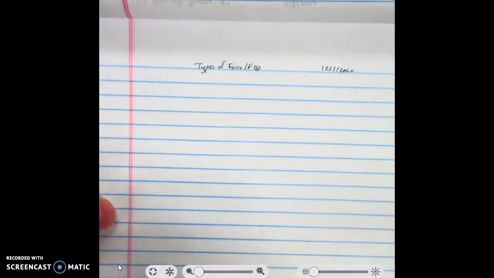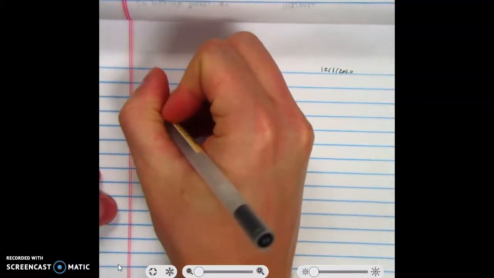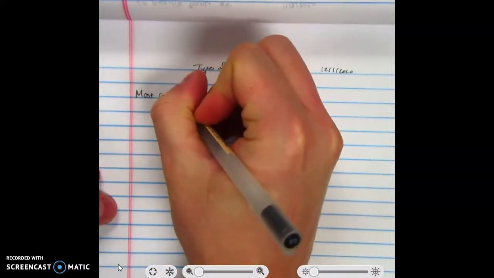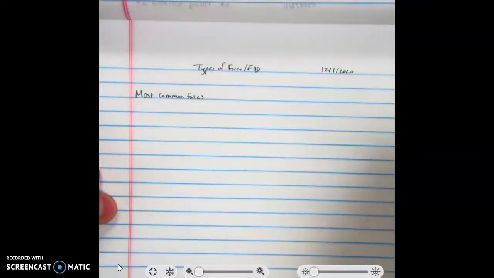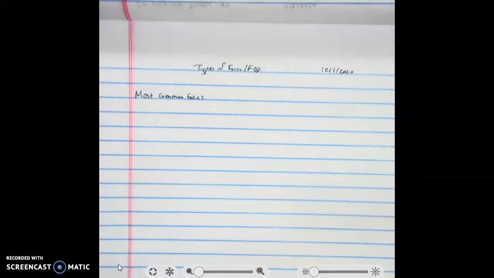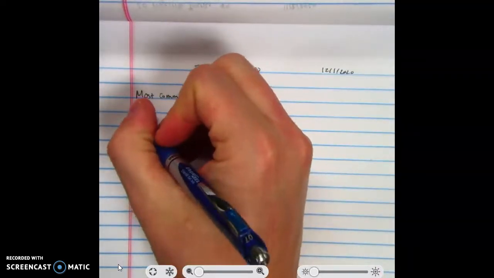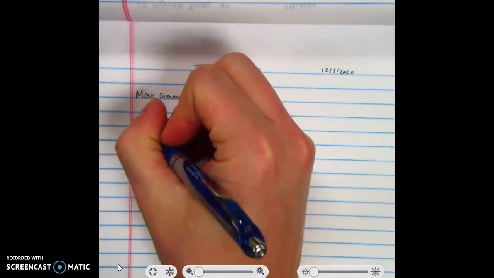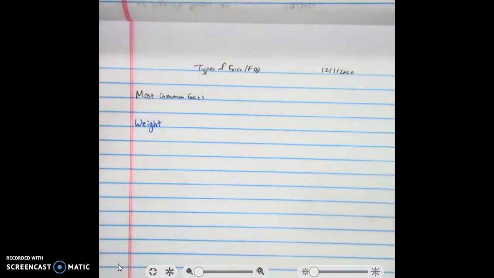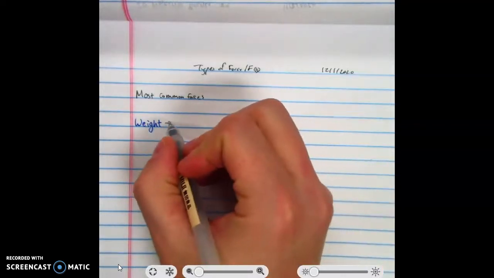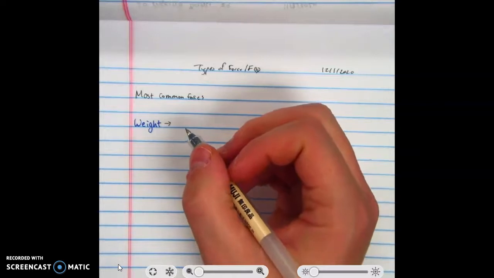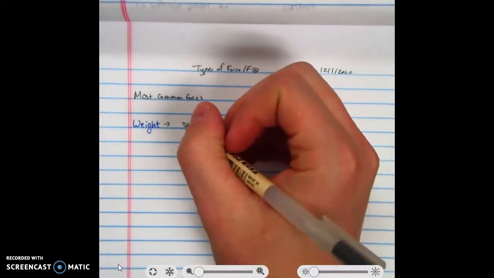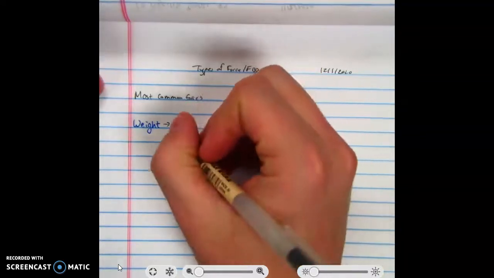So we'll go over the most common forces. These are the forces that we're going to be almost always integrating into our situations and our setups. The first one is weight. Weight is defined as the force of gravity acting on an object due to its mass.